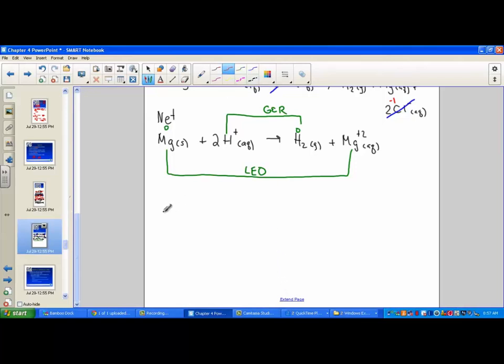So identify: magnesium was oxidized, and therefore it is called the reducing agent. The reducing agent, magnesium solid. The aqueous hydrogen ions were reduced, and therefore they are the oxidizing agents. A very familiar pattern of single replacement, now under the larger category called redox reactions.